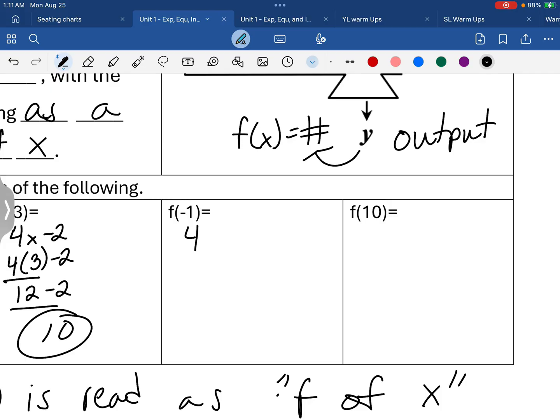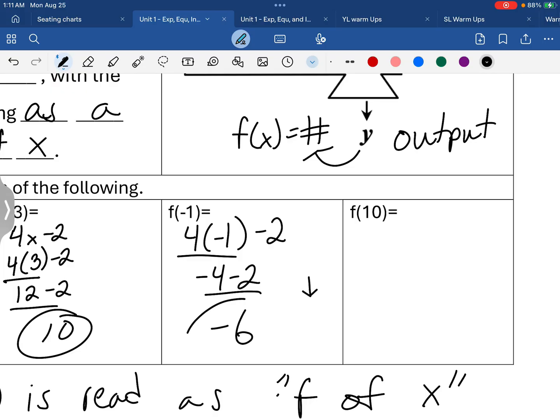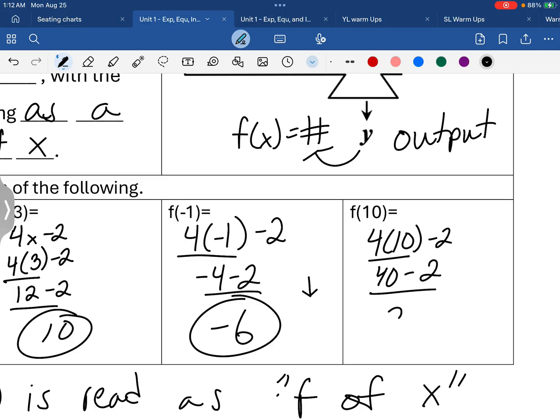So we would have 4 times negative 1 minus 2. Well, according to PEMDAS, we would multiply first. So 4 times negative 1 is negative 4 minus 2. Negative 4 minus 2. We're getting further and further down the negative number line. So that would be negative 6. Last one, 4 times 10 minus 2. 4 times 10 is 40 minus 2. We get 38.